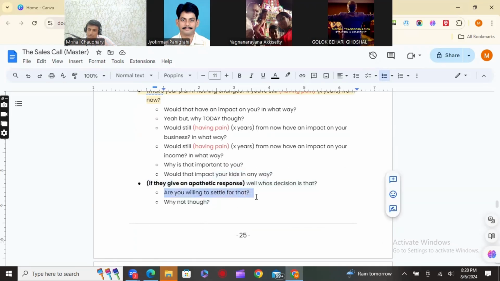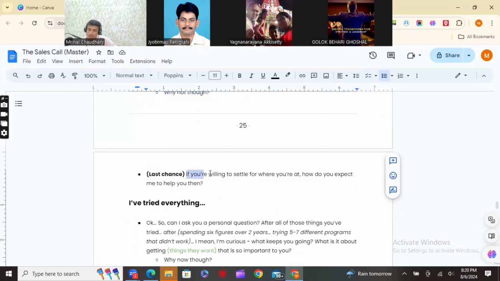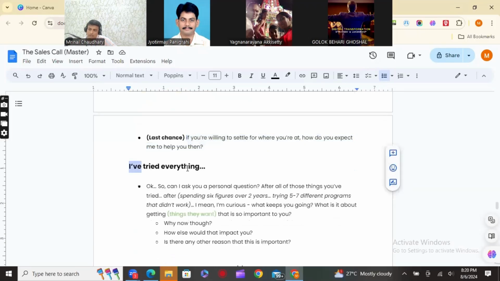Are they willing to settle that? Why not though? If you are willing to settle for where you are, how do you expect me to help you? Then he will say, I have tried everything. Okay, can I ask you a personal question? After all the things you have tried, after spending this much amount, 5 to 6, 7, why do you think it did not work?